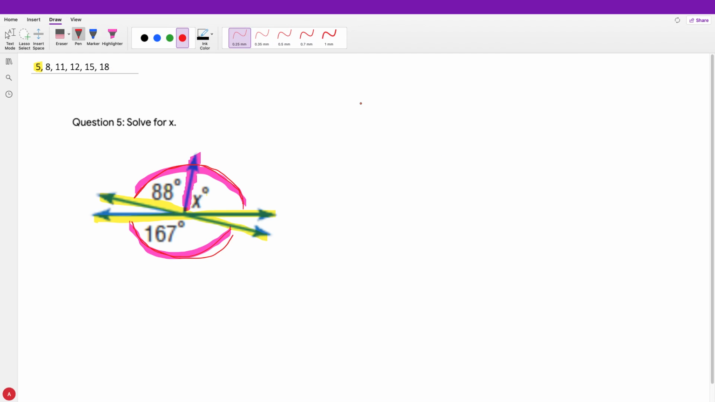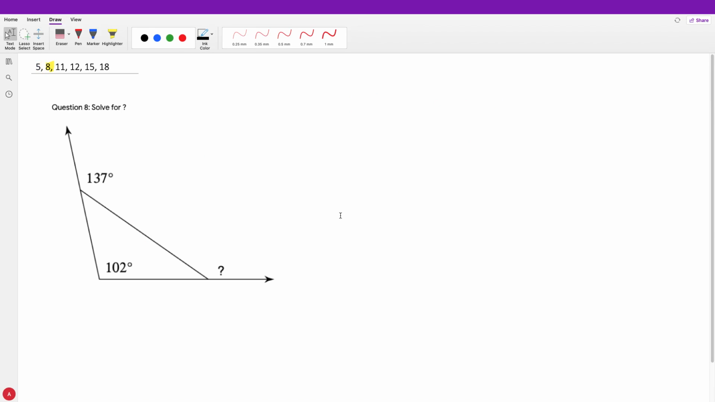So I can then say 88 plus x is equal to 167. Then I can subtract 88 from both sides and get that x is equal to 79. All right, that will be it for this answer because all you're asked to do is solve for x. Let's go on to the next question.